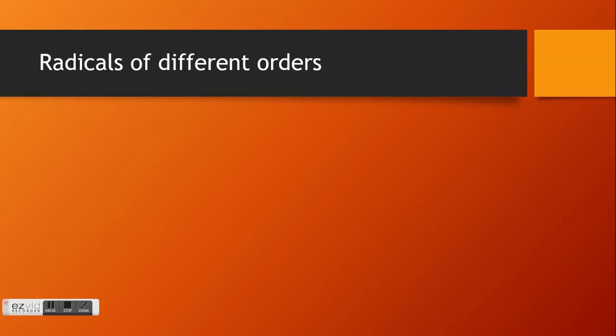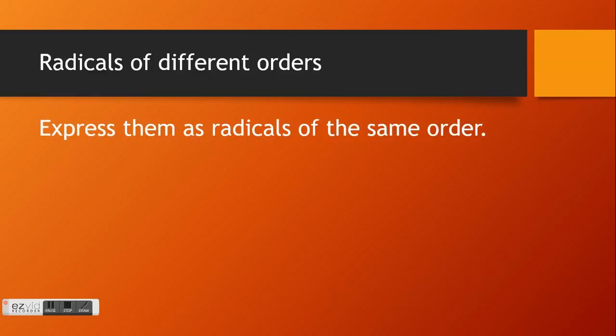Radicals of different orders. Express them as the same order. For example, the fourth root of 4 times the cube root of 2. So, let's get the prime factors of 4, which is 2 squared, times the cube root of 2.